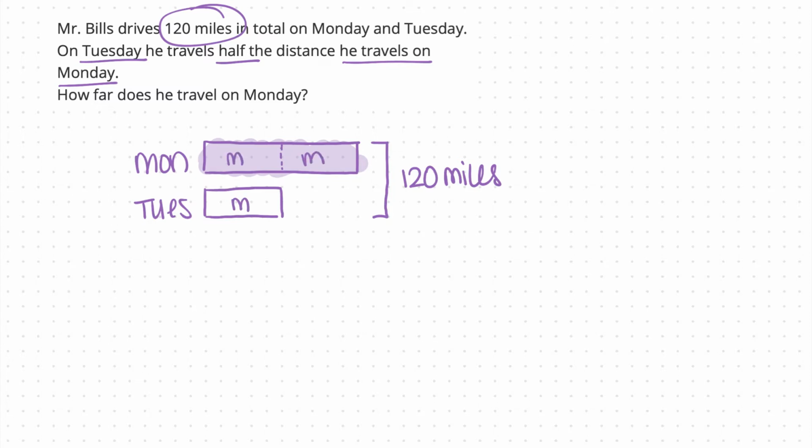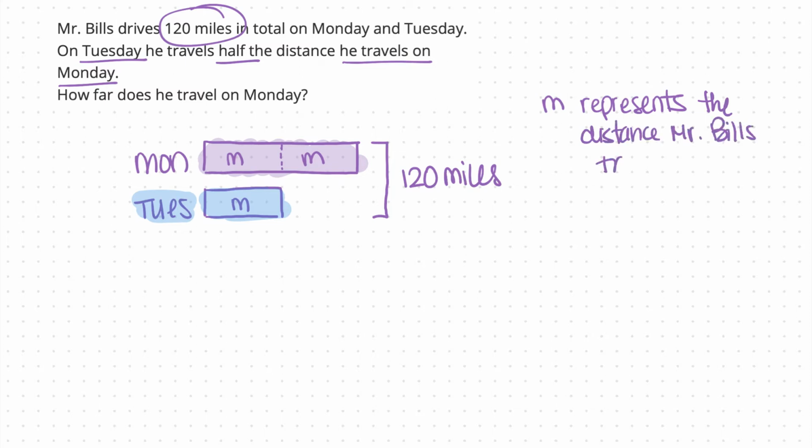Now, we talked about wanting to know what the variable represents. So what does M represent? Just one of the M's. If we look, just one of these M's represents Tuesday. So specifically, what does it represent for Tuesday? M represents the distance Mr. Bill travels on Tuesday. So now we can go ahead and try to solve this question.